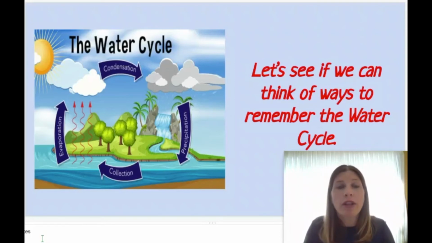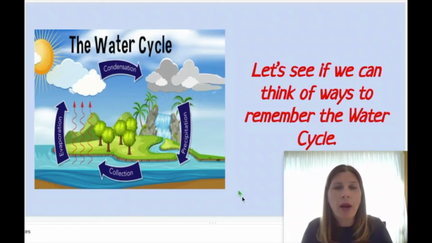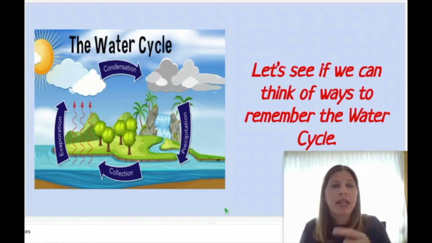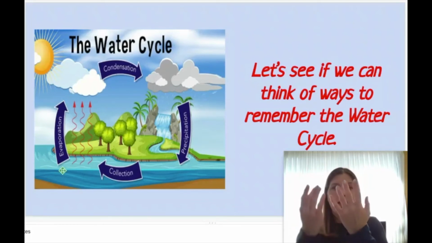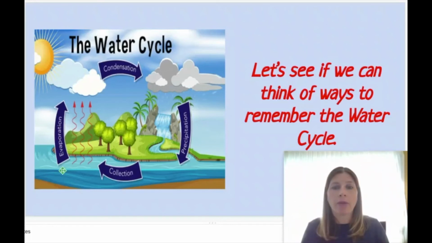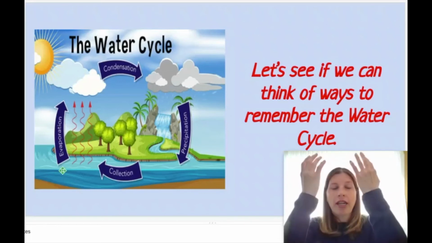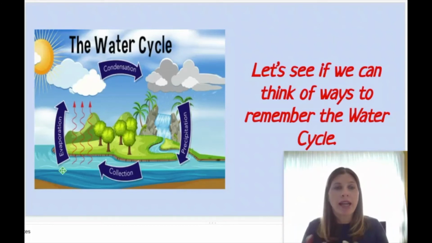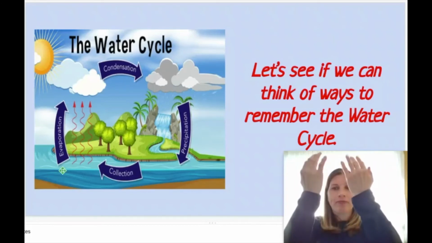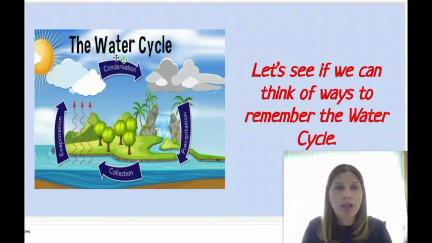Okay, so if we look at our diagram, let's think of how we can move our hands to help us remember the water cycle. Let's look at evaporation. Evaporation is showing the water going up. Maybe if we move our hands up, evaporation, and we say that word evaporation, it will help us remember that that is one of the steps. Let's try it again. Evaporation. Our next step shows the clouds.